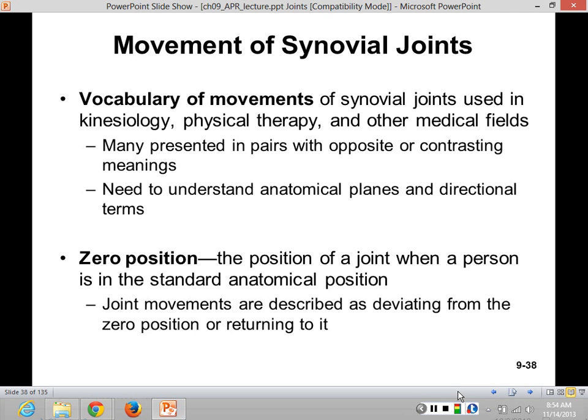Flexion, right? Because joint movements are described as deviating from the zero position or returning to it. Like if I ask you to do hyperextension of your trunk, you're deviating from that zero position because you're going beyond what? Extension, right?